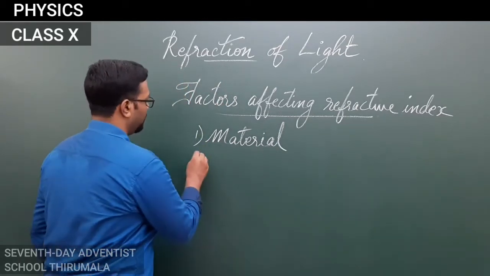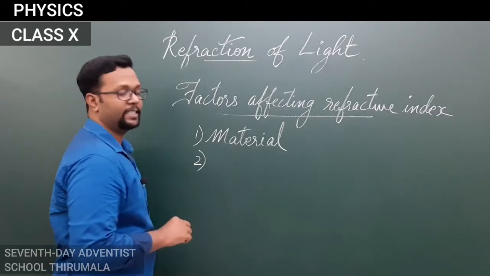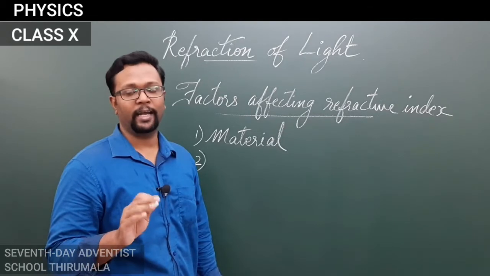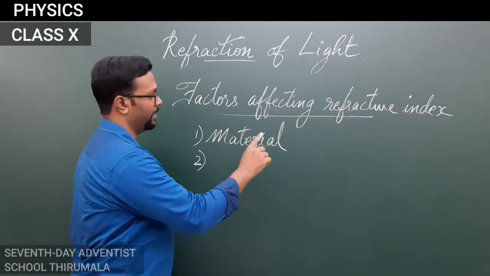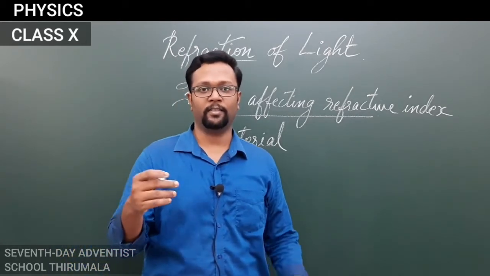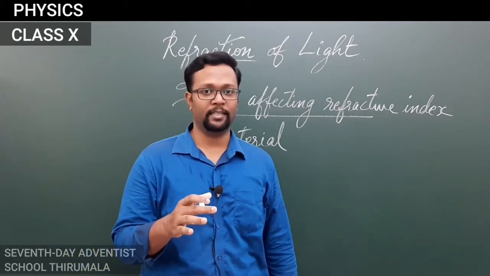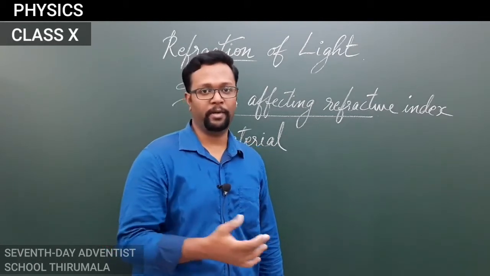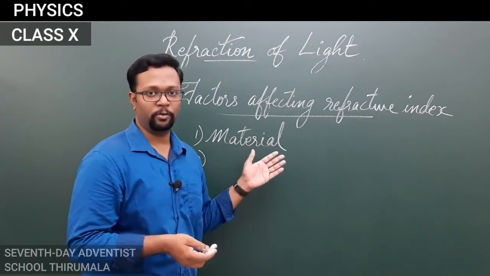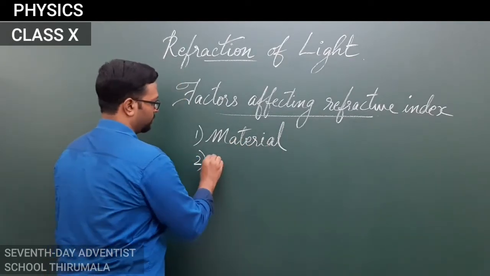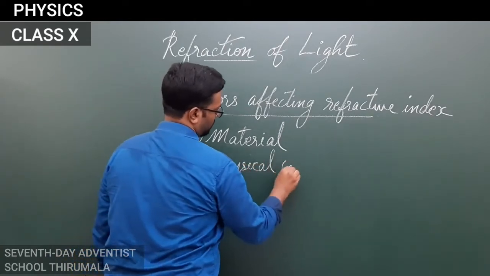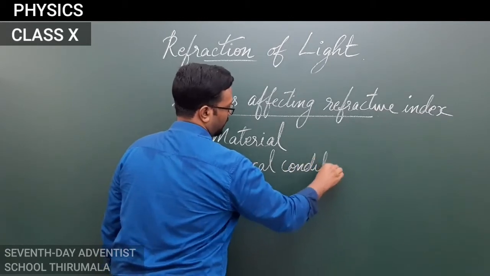Next, number 2, refractive index depends on physical conditions like temperature and density. Sometimes when temperature increases, density can decrease. This is not optical density, it is the other density, the mass volume density. If density changes, the refractive index can also change.